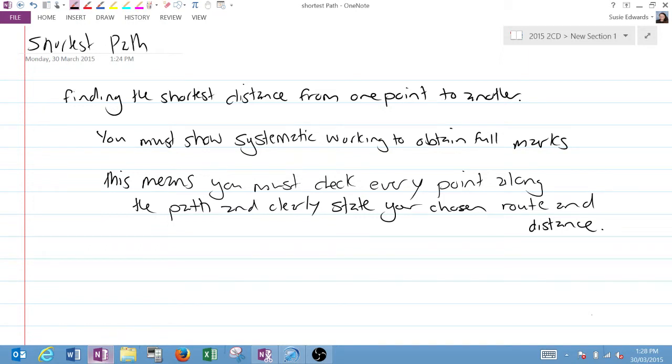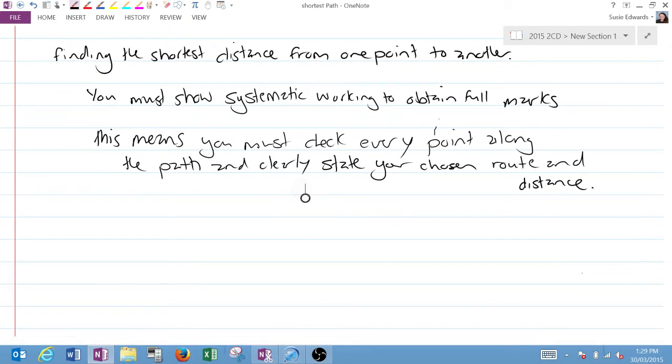So what we're looking at is our shortest path going from one point to the other. We're going to start with a really small network, and I'm going to show you the systematic working which you need to show. Okay? So if we start with something which just has 4 nodes.